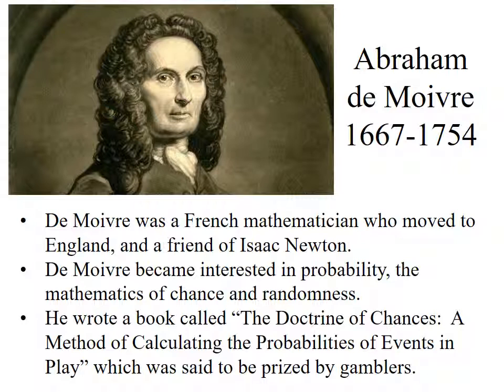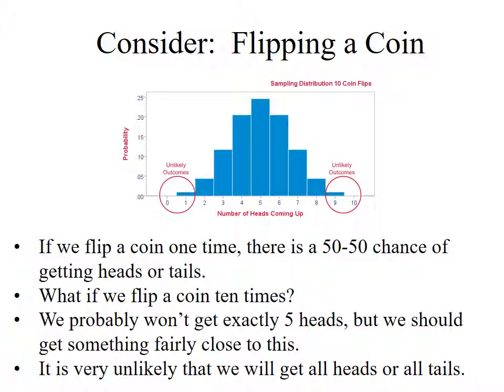He got interested in randomness and chance, and he actually wrote a book about probabilities, which was said to be prized by gamblers. So he's studying probability and randomness. He's studying the problem of, say, flipping a coin. A simple event where I flip a coin and do it again and again and again, and every flip is independent of every other flip.